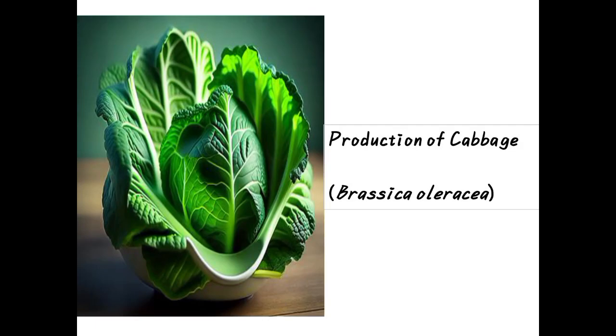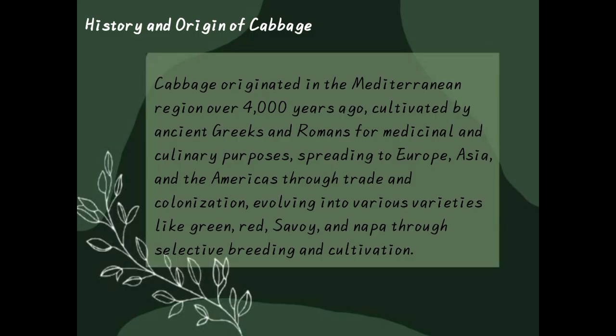Production of cabbage or Brassica oleracea. History and origin of cabbage. Cabbage originated in the Mediterranean region over 4,000 years ago, cultivated by the ancient Greeks and Romans for medical and culinary purposes, spreading to Europe, Asia, and the Americas through trade and colonization, evolving into various varieties like green, red, savoy, and napa through selective breeding and cultivation.